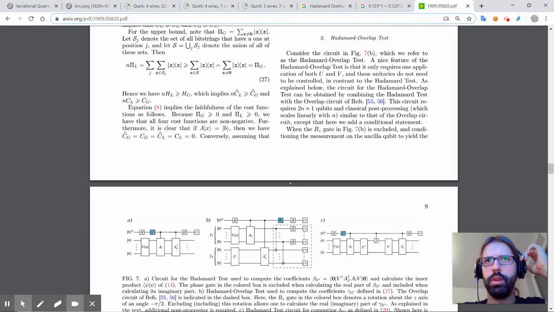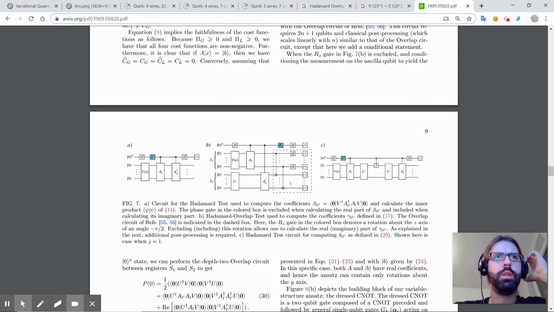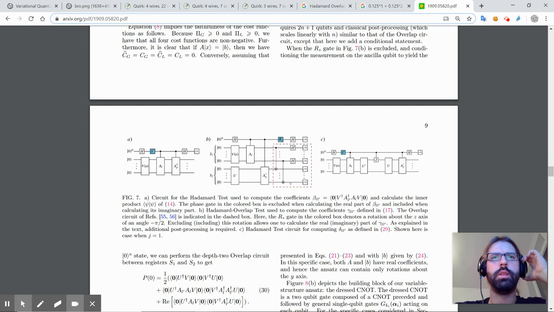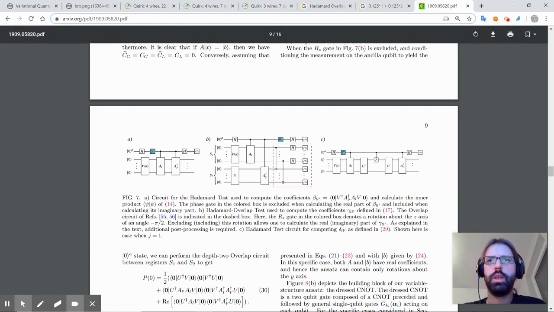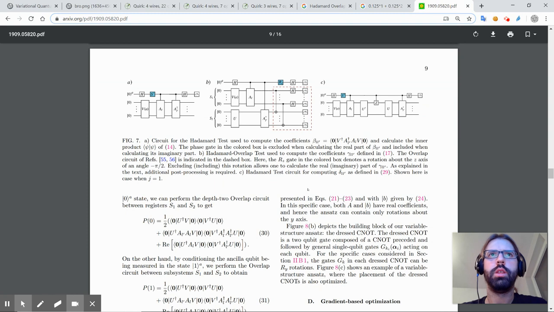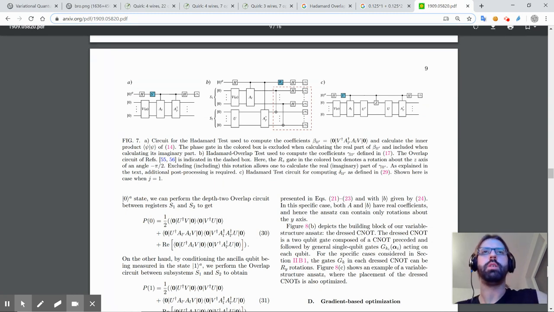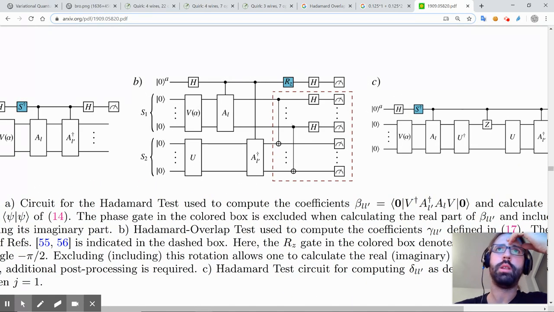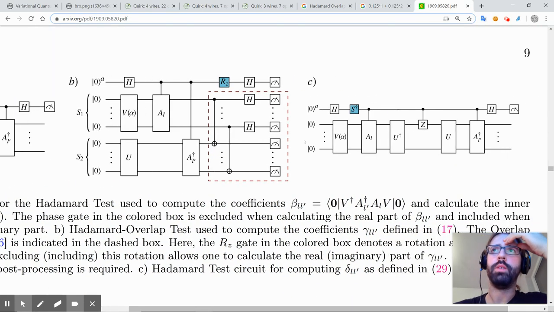Oh, we got some circuits in here. That's nice. That is actually nice. Circuit for the Hadamard test to compute the coefficients and calculate the inner product. I think the trick is focusing on what this Hadamard test is doing. That's the key. Here you really see at least laid out the way that the high level one seems to lay down.